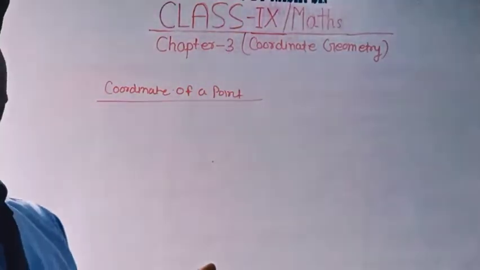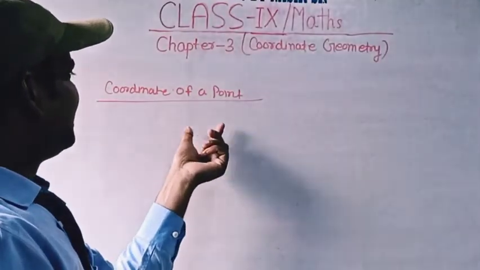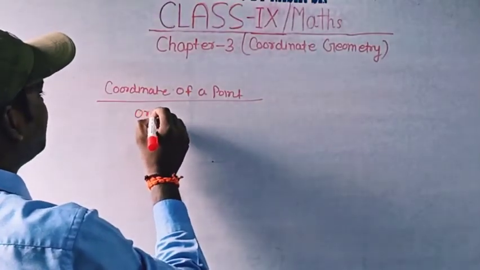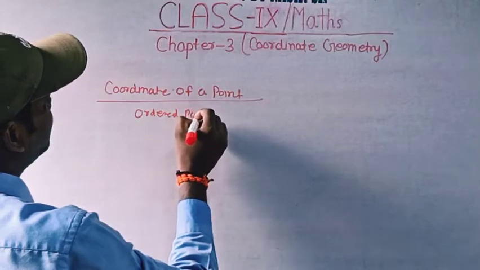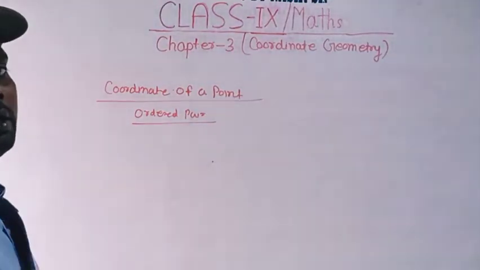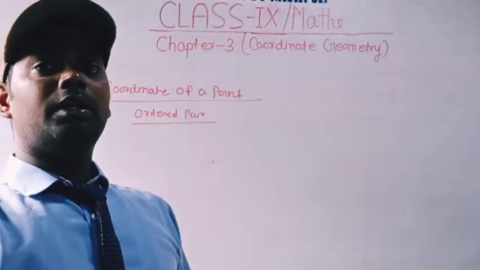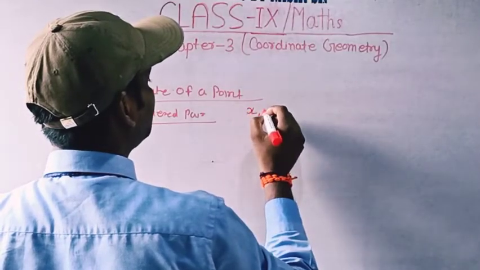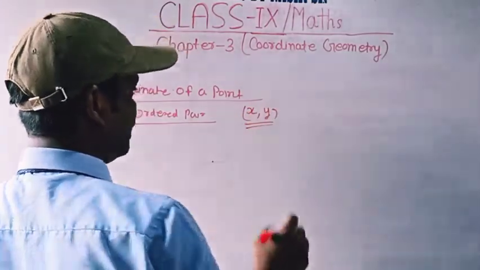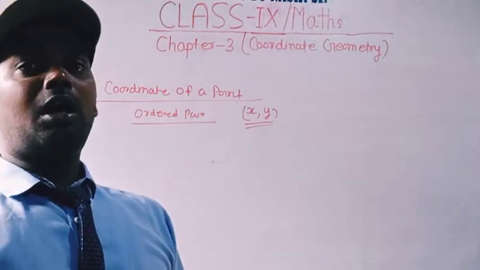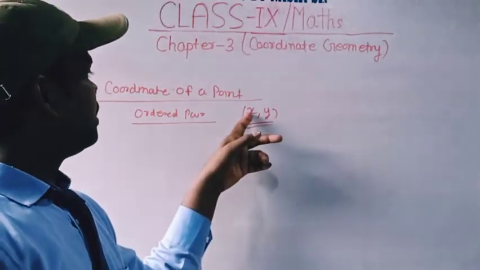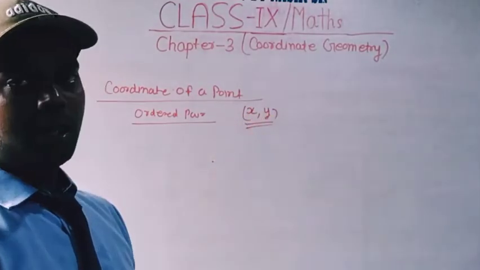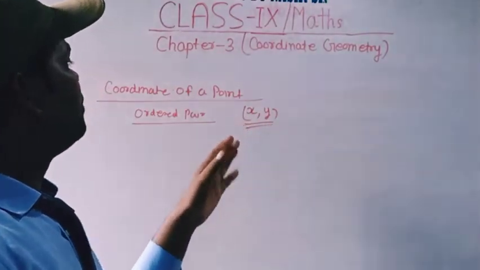So in a Cartesian plane we have to locate an ordered pair of numbers. So what is an ordered pair? Any two objects written in a specific order in this form. Suppose the first object is x and the second is y. This specific order is called an ordered pair. In an ordered pair, x is called the first component or first member, and y is called the second component or second member of the ordered pair.